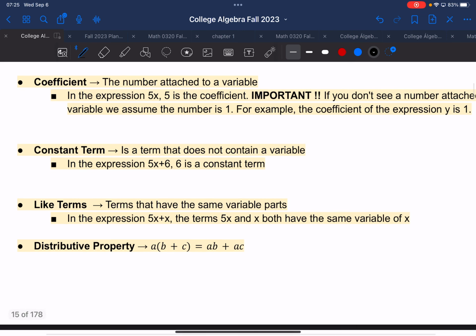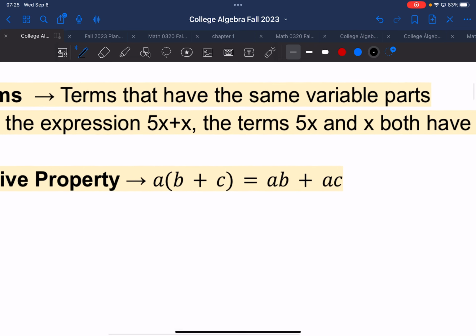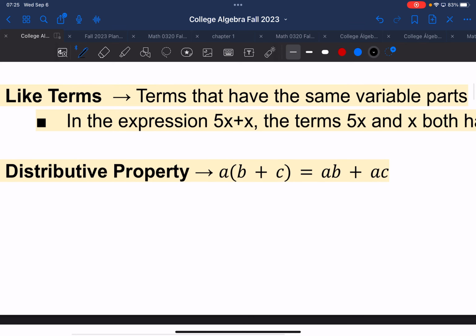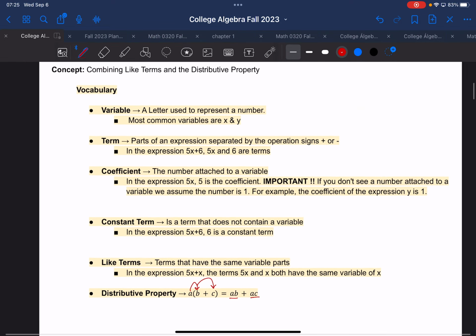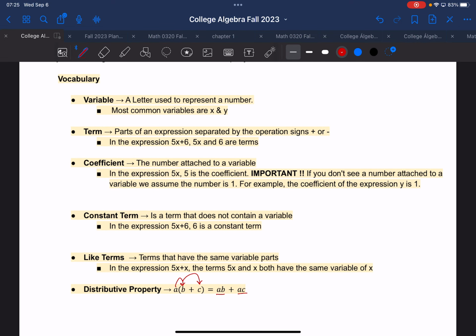And then lastly, the distributive property. Here's the formula for it. a times parentheses b plus c tells us that we just take the a and multiply it in. So we get a times b plus a times c. Okay. Again, these are all terms, vocabulary that you should have seen before. So I'm just going through it fairly quickly.